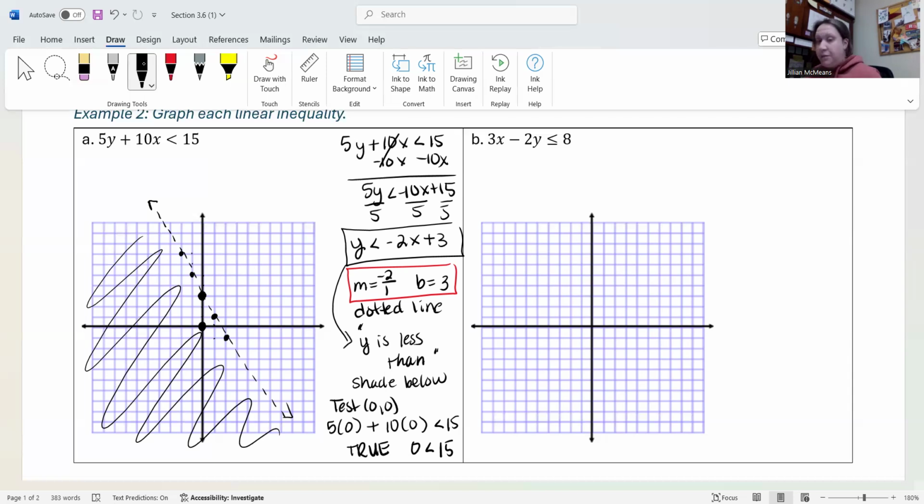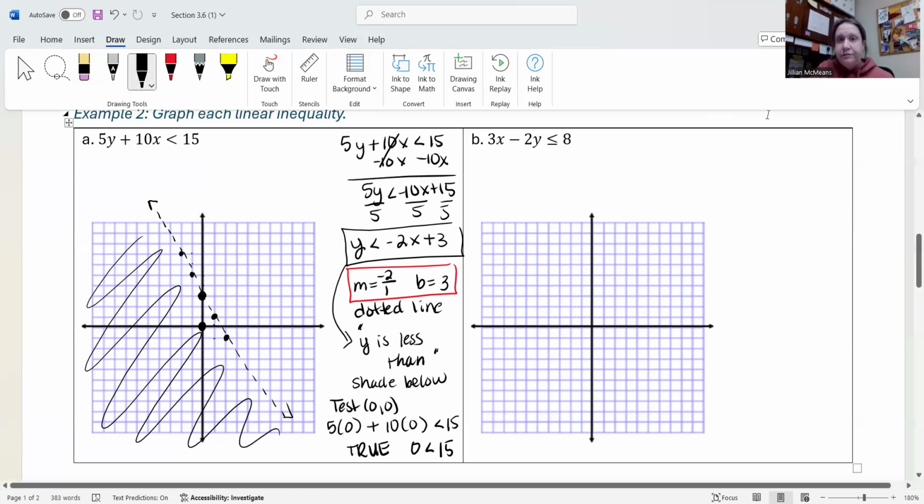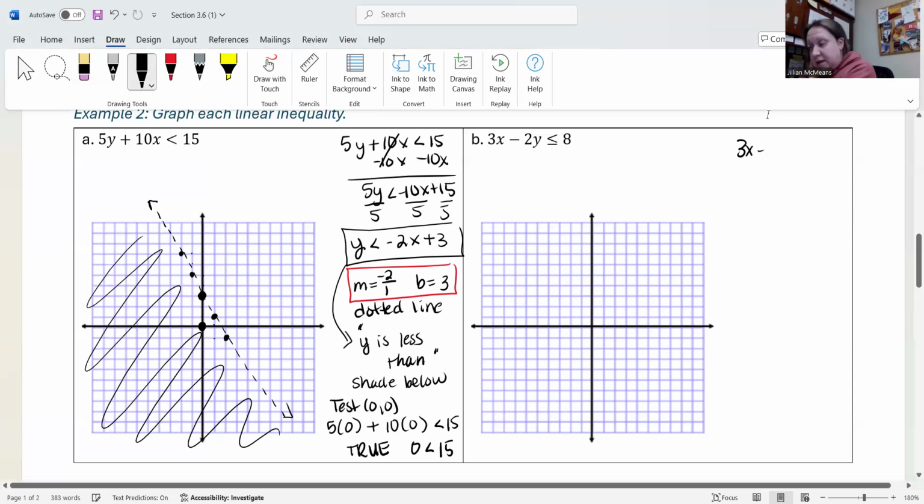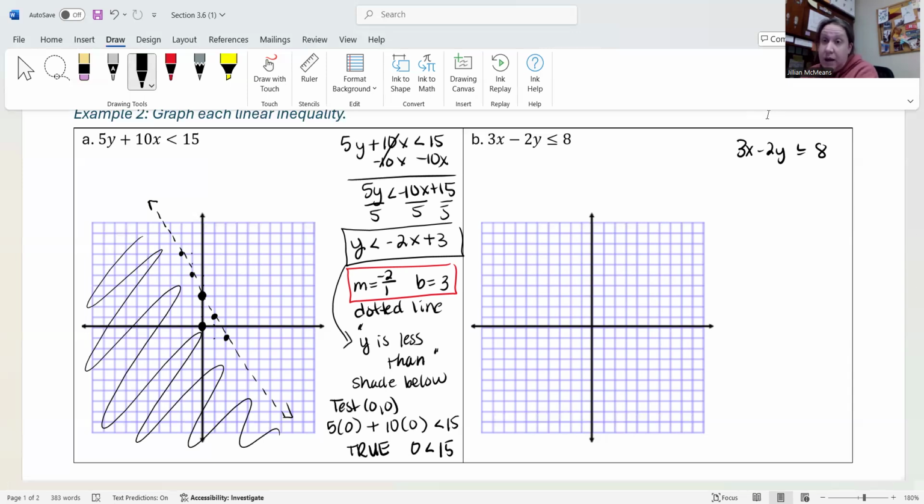Okay, let's look at part B. So for part B, we have 3x minus 2y is less than or equal to 8. We want to isolate the negative 2y, so I'm going to move the 3x. I move it with subtraction. That leaves me, the 3x's just become 0, so that leaves me with negative 2y is less than or equal to negative 3x plus 8.